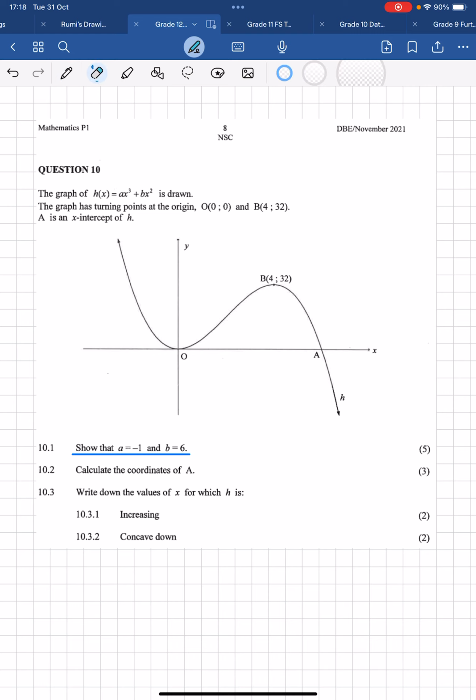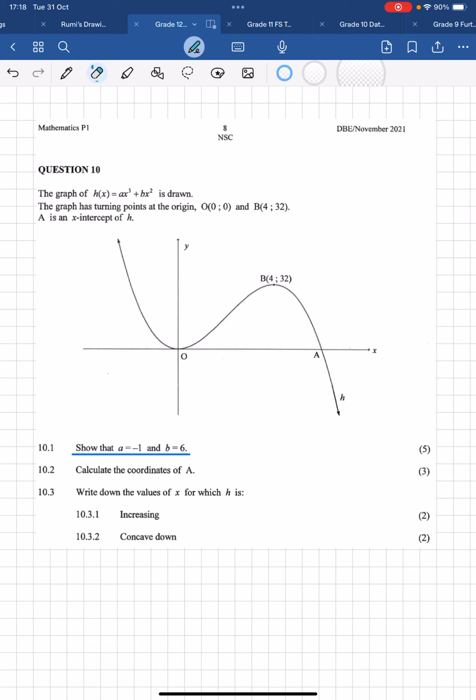All right, so I'm going to write down 10.1. They told us that h of x is equal to ax cubed plus bx squared.